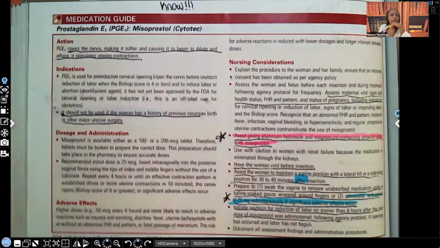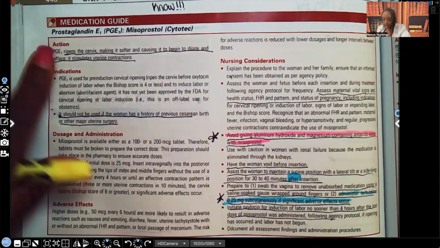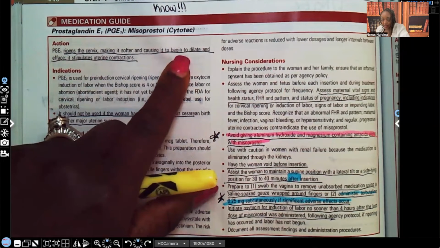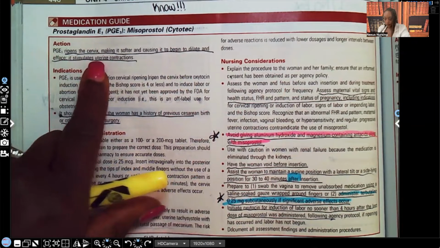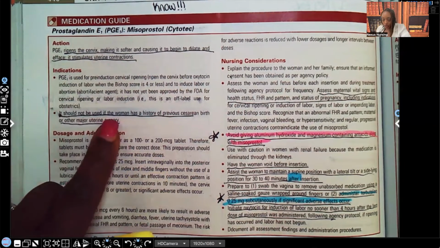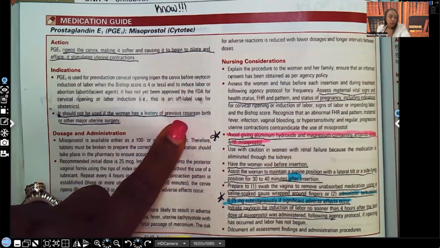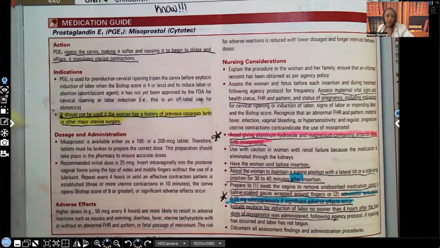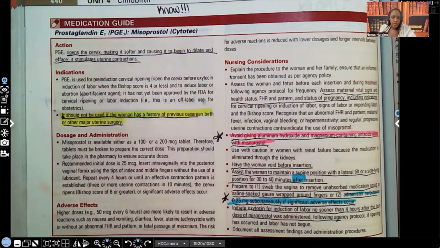Let's take a look at this. Prostaglandin, misoprostol. All right. So action, again, we know what the action is. It ripens the cervix, makes it softer, and causes it to begin to dilate and efface. It stimulates uterine contractions. It should not be used if the woman has a history of previous C-section or other major uterine surgery. That is very important for you to know. That is a contraindication. If she's had a C-section before, or she has a history of some other type of uterine surgery, we are not going to use that on this patient.